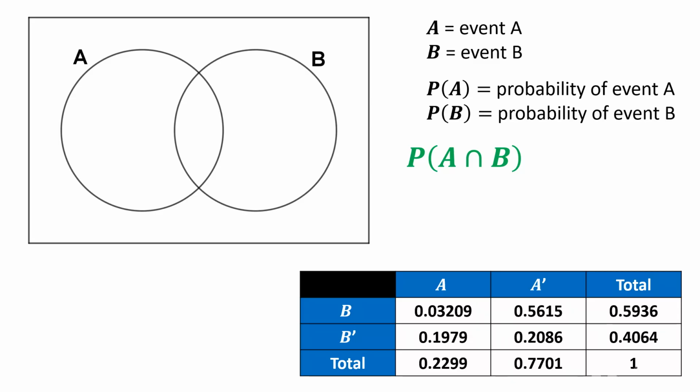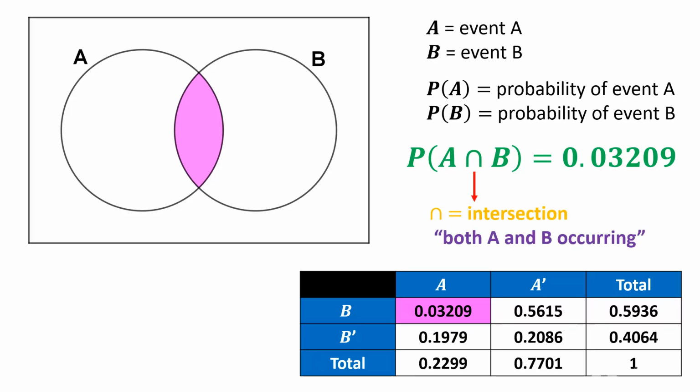All right, let's look at this notation. P bracket A intersect B. Now this is the intersection between circles A and B. And on the table, it's 0.03209. It's basically the students that are taking both calculus and statistics.